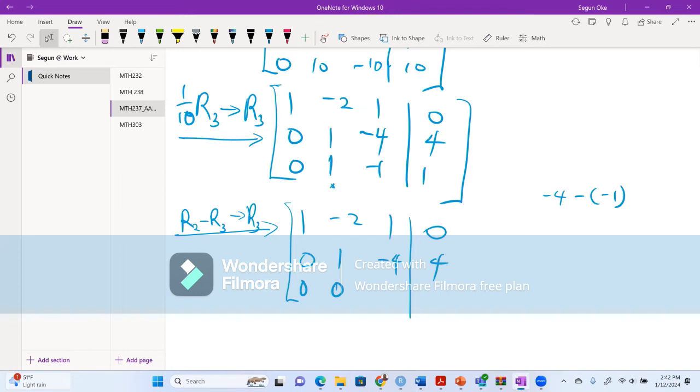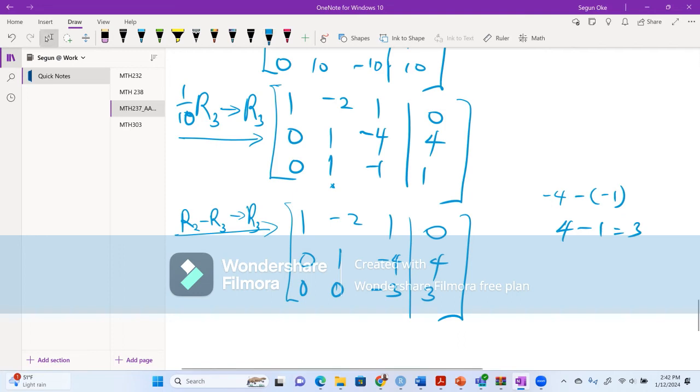So what do we have? Negative 3, right? I have negative 3. Then we still need R2 minus R3. That is 4 minus 1, 3 also. So this is what we have.